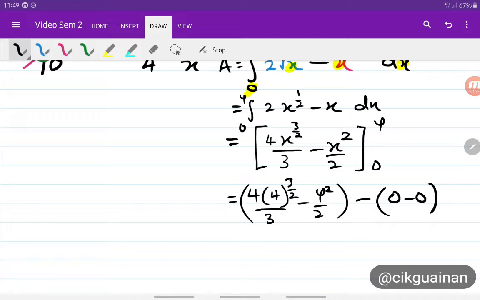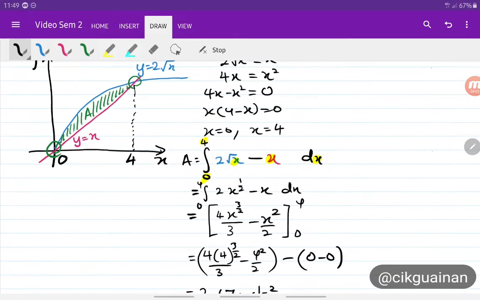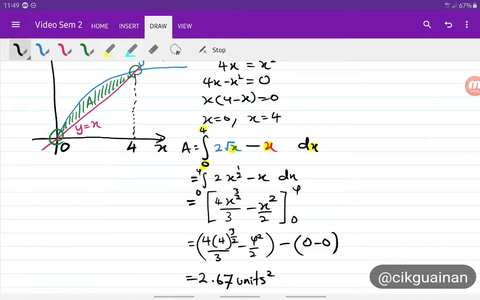Let me use the calculator first. 4 power 3 over 2. Minus 4 squared, 16, over 2, which is 8. So the answer is 2.67 units squared. So this is the answer.